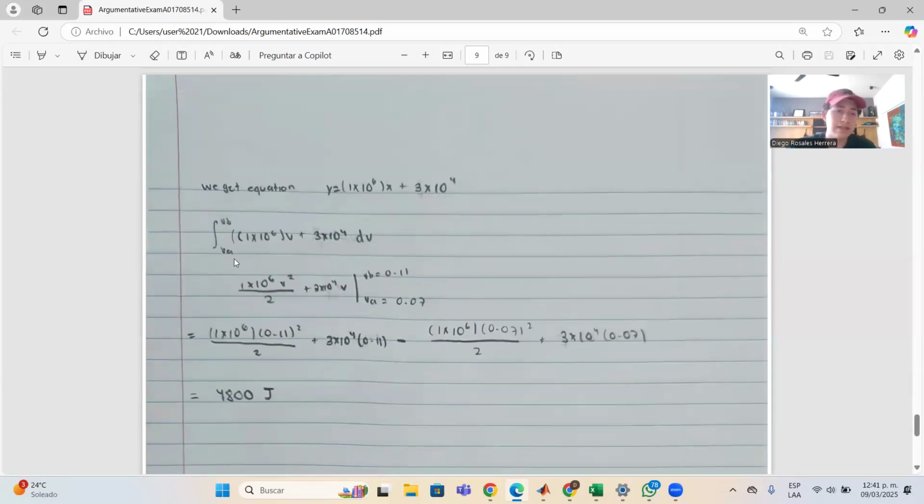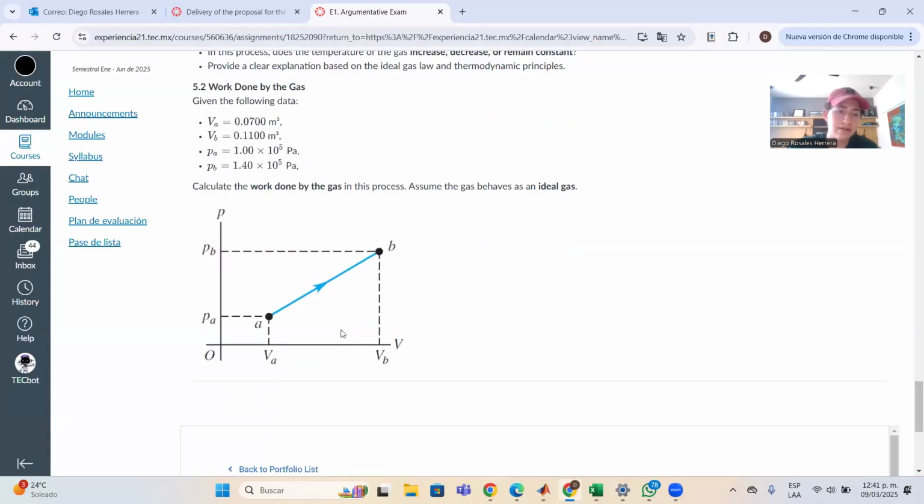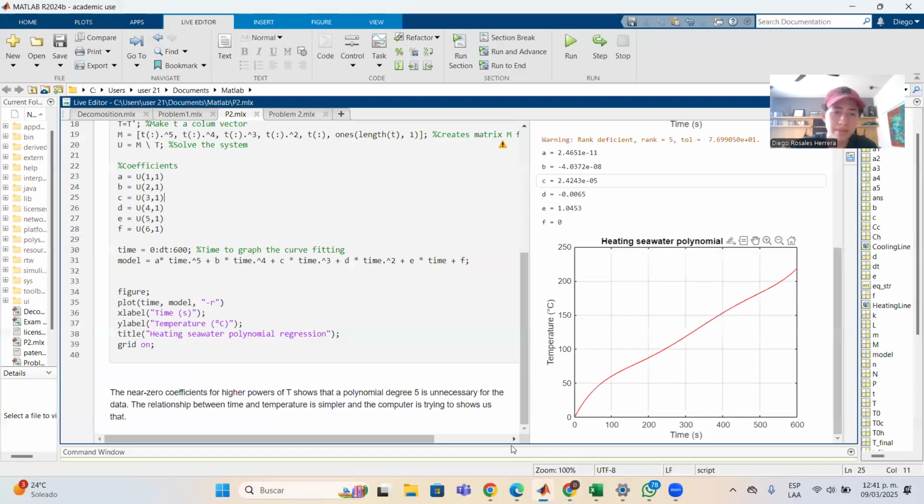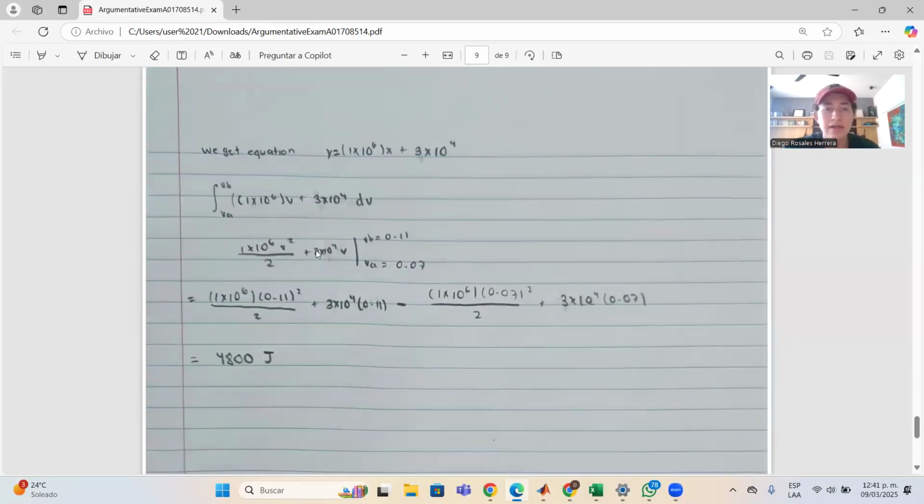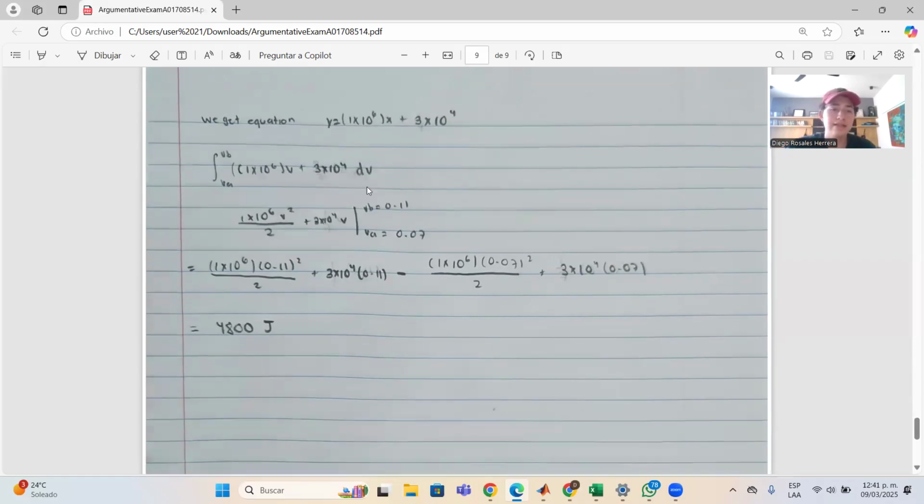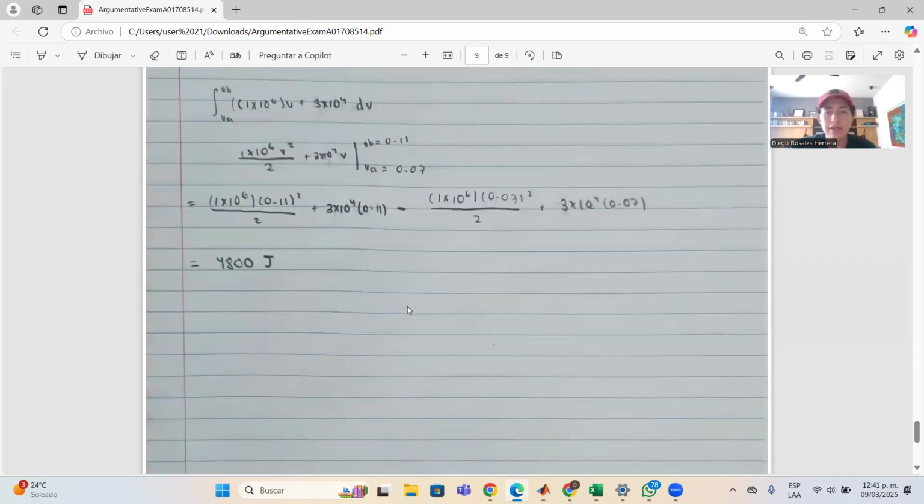Lastly, I'm going to integrate this equation. As you can see here, it's from volume A to volume B. So it's the integral from volume A to volume B. The integral of V is V squared divided by 2 times the same term, and the other is just a constant, so I place V. And lastly, just substituting both of the values, in the end, the value that I get is 4,800 joules.